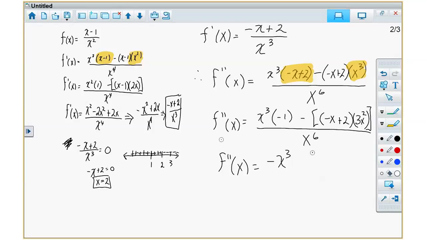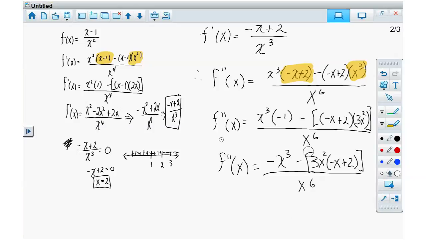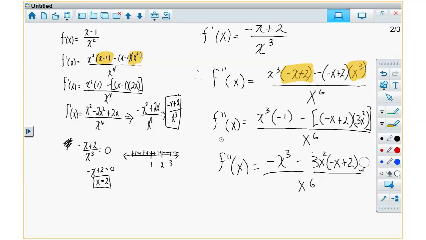minus parentheses. I'm going to bring that 3x just over here right now because I just don't like the way that looks. It's backwards always. Over x to the 6th. Now, could you take that 3x and put it with that negative and distribute it? Yes, because it doesn't matter where you multiply because multiplication is commutative. So I'm going to distribute that negative 3x now.